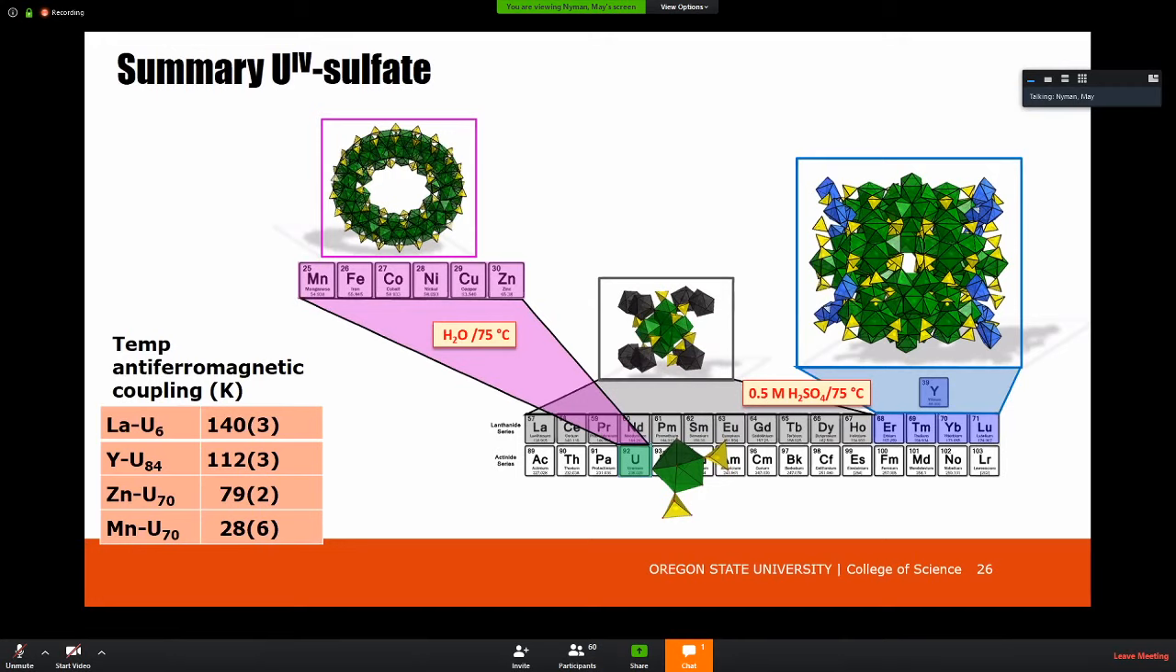We also did magnetic measurements on these compounds, but no time to talk about that now. This is for you, Kyriakos.